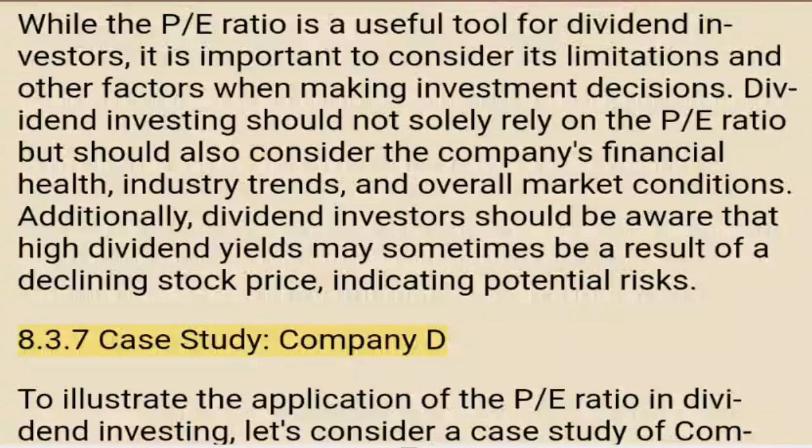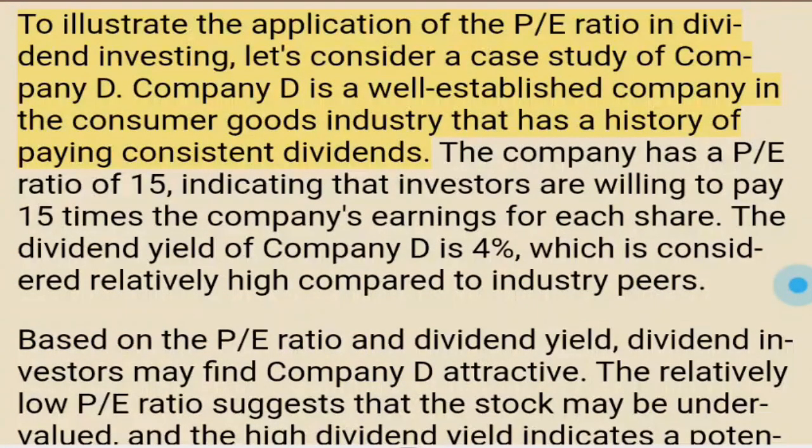8.3.7 Case Study, Company D. To illustrate the application of the P/E ratio in dividend investing, let's consider a case study of Company D. Company D is a well-established company in the consumer goods industry that has a history of paying consistent dividends. The company has a P/E ratio of 15, indicating that investors are willing to pay 15 times the company's earnings for each share. The dividend yield of Company D is 4%, which is considered relatively high compared to industry peers.